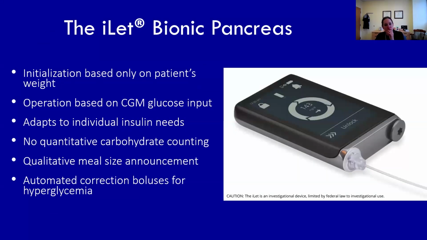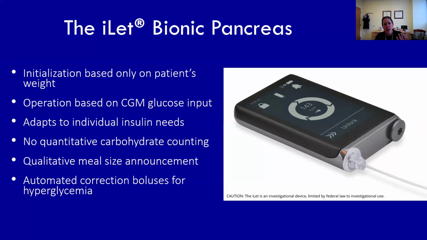As you may know, the iLet bionic pancreas, which was recently FDA approved for type 1 diabetes in ages 6 and above, is different from the other hybrid closed loop pumps that are available. It requires only weight for initialization, and then it automatically adjusts insulin levels based on CGM glucose and adapts to individual insulin needs. It continues to adapt even when those needs change, which is particularly helpful for people with CF who often do have changes in their insulin needs.